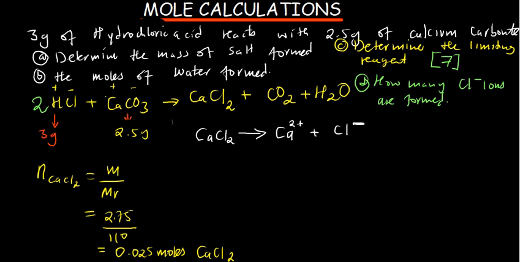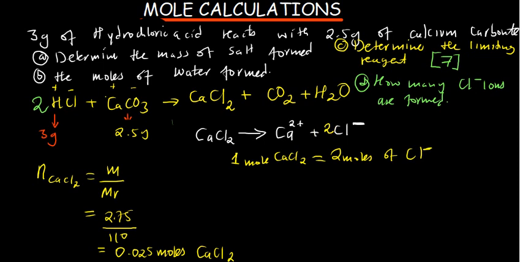Now you can see we have got 2 chlorines here. So we need to balance the reaction. We're going to put a 2 in front here. So this is what happens when the calcium chloride dissociates. So we can see that for each 1 mole of calcium chloride, we have got 2 moles of chloride ion. For each 1 mole of calcium chloride, there are 2 moles of chloride ions.